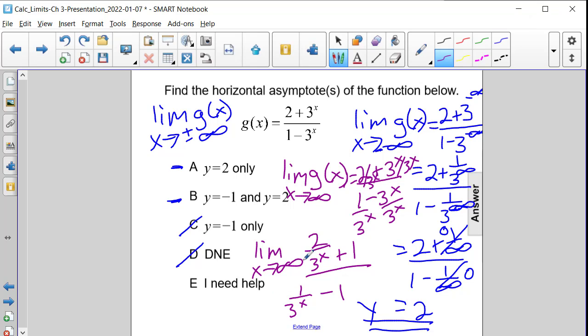And if we do take the limit as x approaches infinity, well, 3 to the infinity will be infinity, so this 2 divided by infinity will approach 0, so this can go away. And similarly, 1 divided by 3 to the infinity will be equal to 1 divided by infinity, so this also cancels out because it's 0. And 0 plus 1 divided by 0 minus 1 will provide us with an asymptote of y equals negative 1. So therefore our answer here is B, y equals negative 1 and y equals 2.